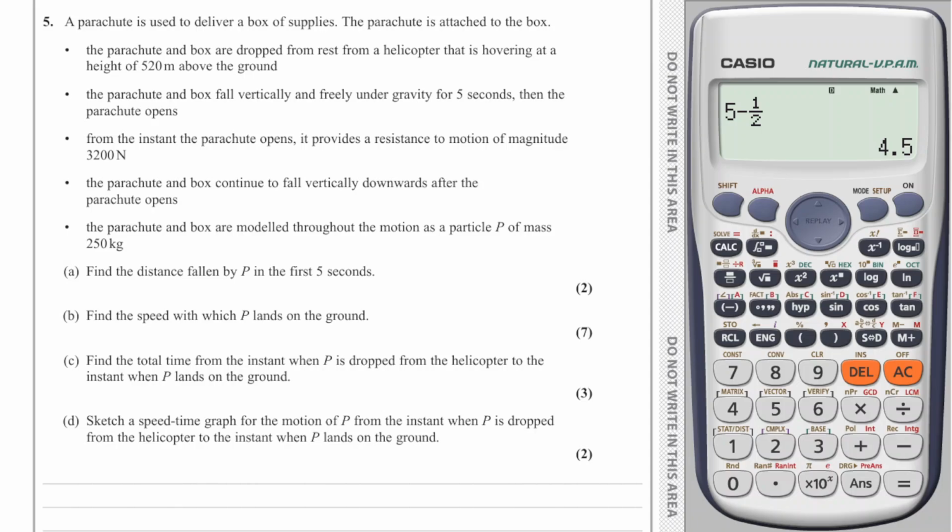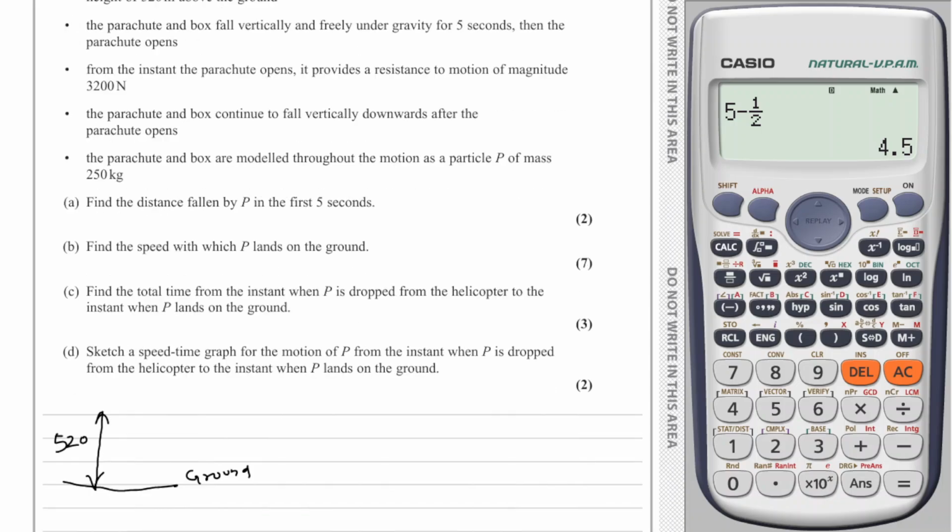So here I can just make a diagram like that. This is the helicopter hovering. It is 520 meters above the ground. This one is our ground, and here the helicopter is hovering. So the box comes from this area.